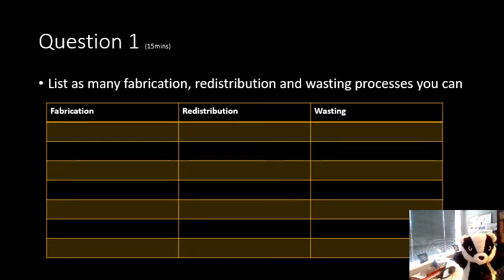So for redistribution, think of how can you redistribute plastic, how can you redistribute wood, can you redistribute wood, and maybe even think about how can you do metal as well. So have a few ideas for different materials for each one of those. So that's 15 minutes on that.